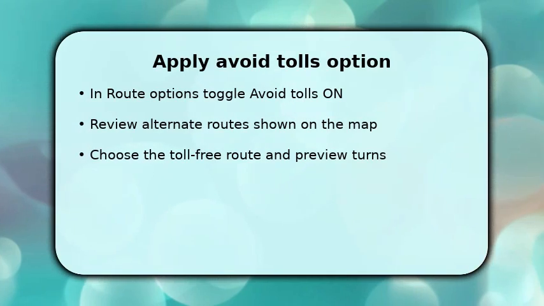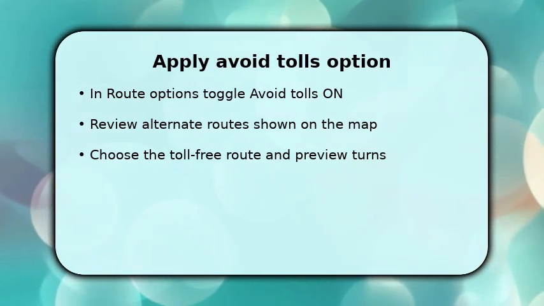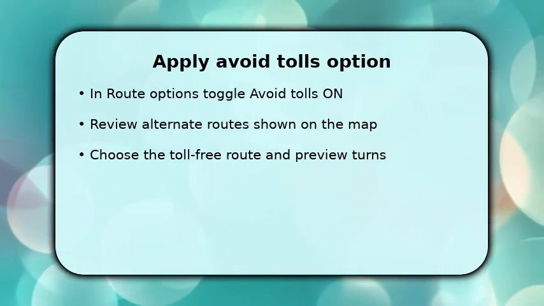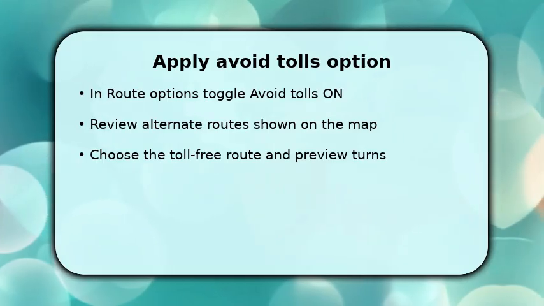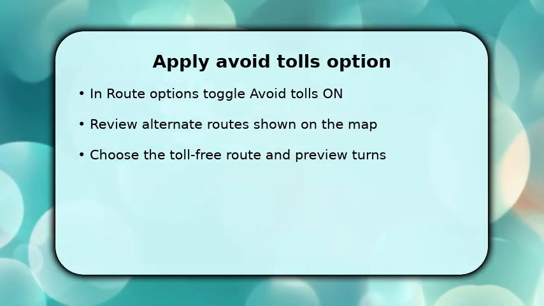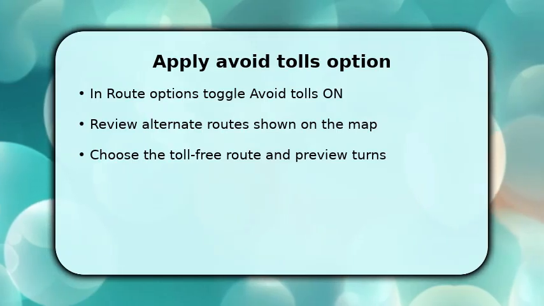You now toggle Avoid Tolls on inside Route Options. This is the crucial middle step that forces Google Maps to filter routes. Once toggled, the app recalculates and displays alternates. Inspect these on the map and along the bottom bar.